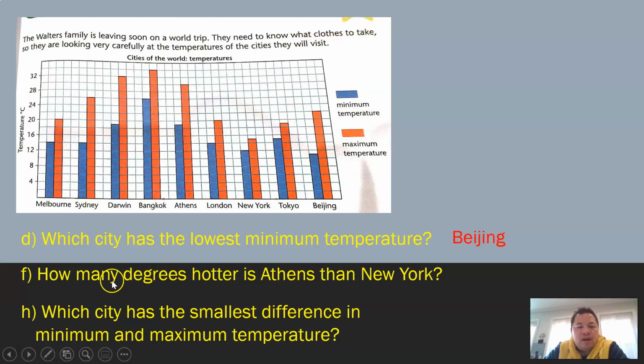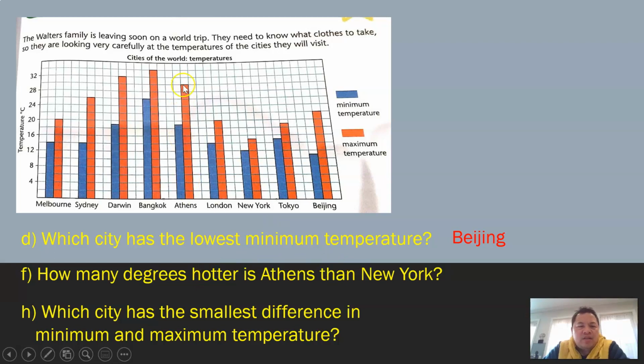So they say, how many degrees hotter is Athens than New York? Some of you will say, oh, Mr. Leong, do I use the maximum or do I use the minimum temperature to compare? So you see, I get the hint from this word hotter. So let's look at the maximum temperature between the two cities.